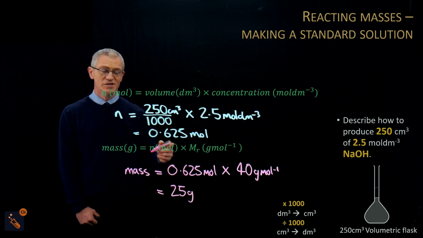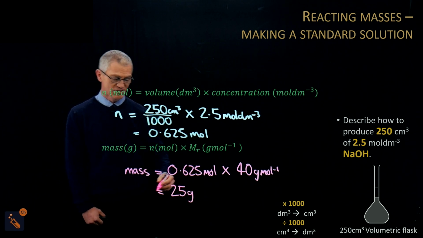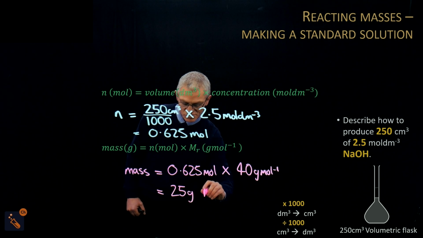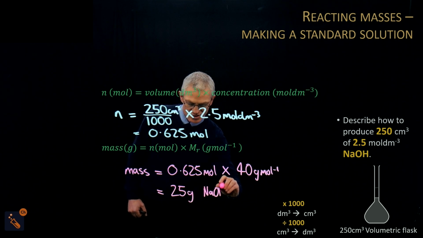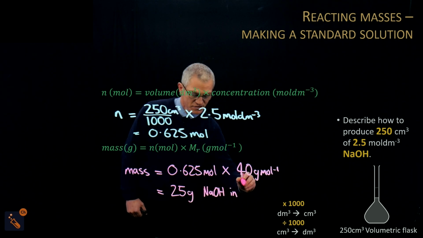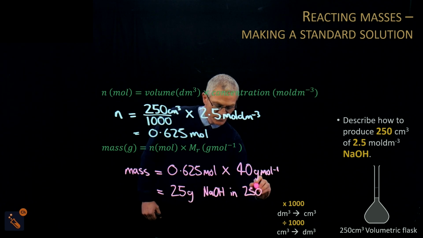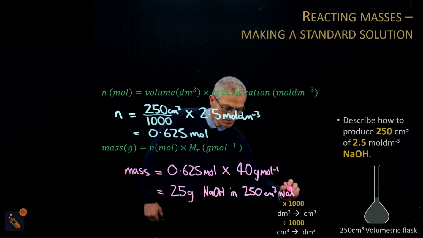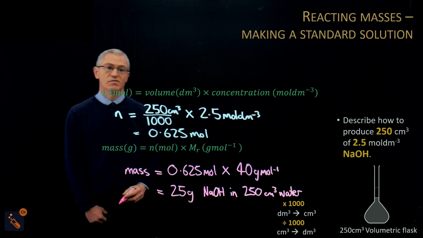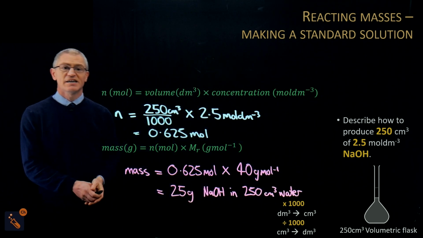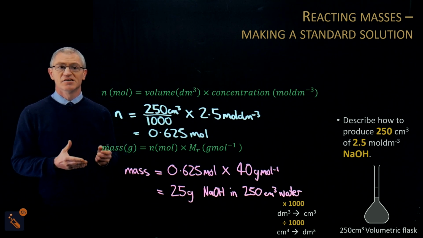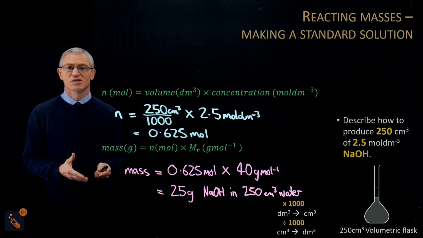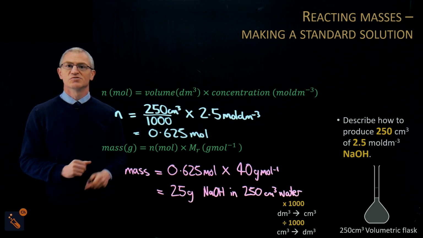So we have 25 grams. And that means if we're going to make this and describe how to make it, we have to put 25 grams of sodium hydroxide in 250 centimeters cubed of water. That is how you make 250 centimeters cubed of a 2.5 moles per decimeter cubed solution of sodium hydroxide.